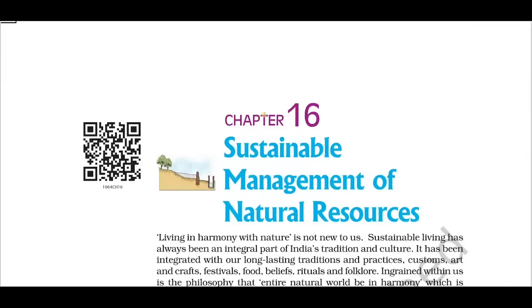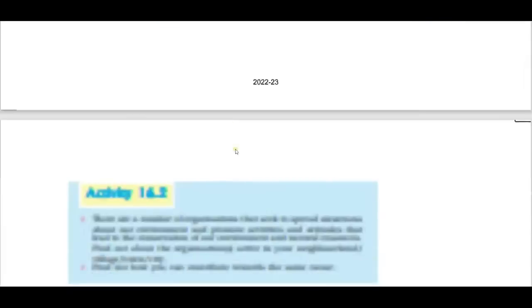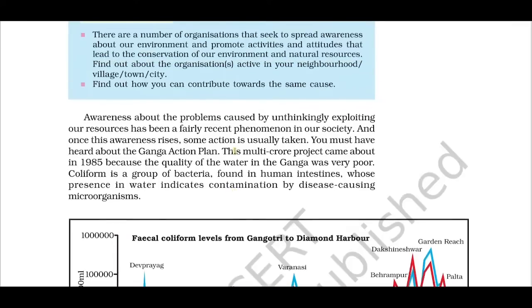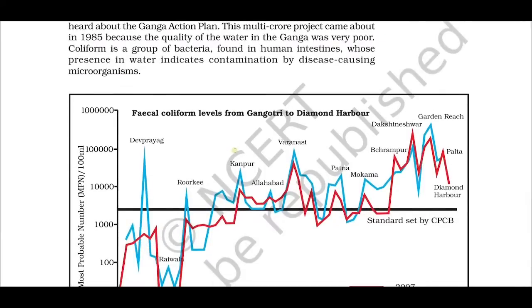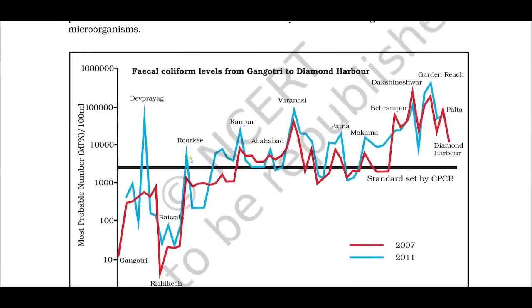So next unit, sustainable management of natural resources. Very important chapter and very easy chapter to score 2 to 3 marks. Maximum 3 marks or maximum you can expect 4 marks. And the reasons for contamination of water bodies because of the presence of coliform bacteria.